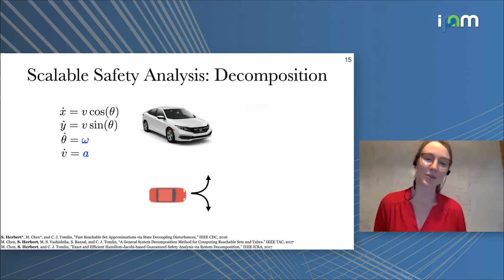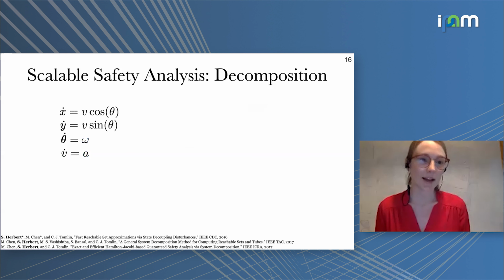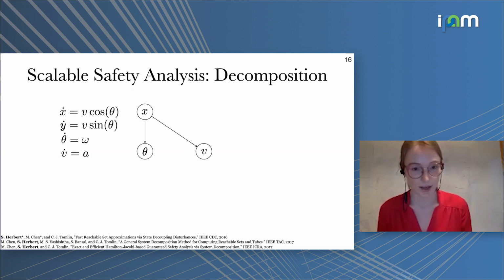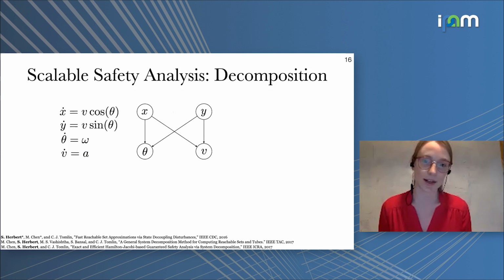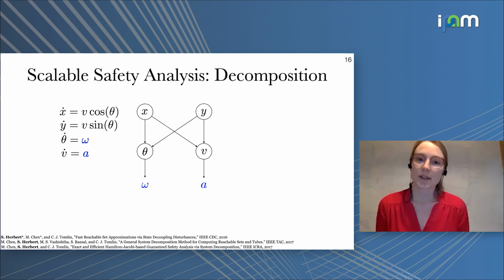So here as a toy example, let's look at this 4D Dubin's car, where the position X depends on V, the velocity, and theta, the angle. Y similarly depends on theta and V. And theta and V each depend on their inputs, the rotational velocity and the acceleration. So this is a coupled system. It's unclear how exactly we would want to decompose this.